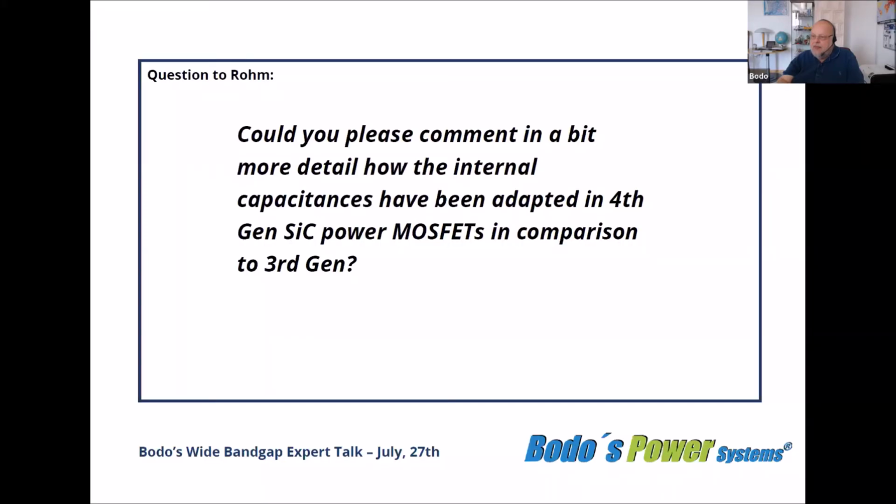So the next question can come up. It's again to Rohm. Could you please comment in a bit more detail how the internal capacitances have been adapted in the fourth generation SiC power MOSFETs in comparison to the third generation?